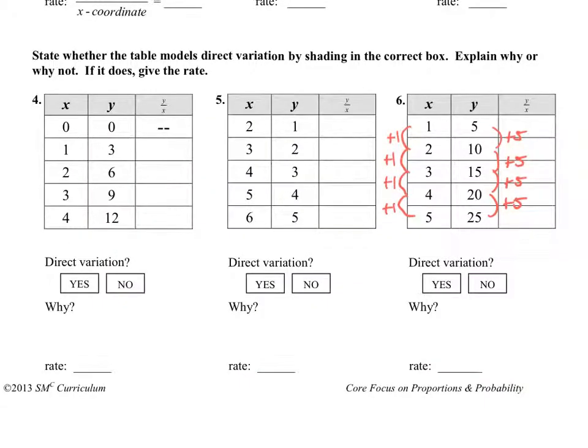Let's take a look at number 6 now. Of the X coordinates, they have a consistent pattern, and with the Y coordinates, they have a consistent pattern. But does it go through 0, 0? Just because you don't see it does not mean it's not there. It can be there even though it's not visual.